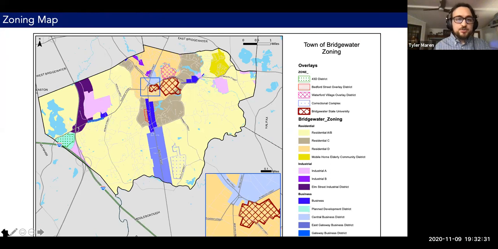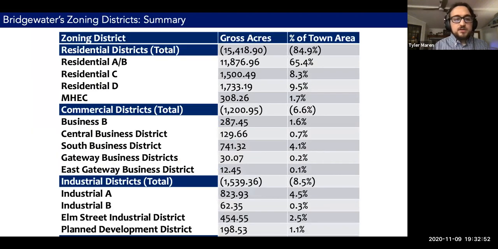The other type of zoning district that Bridgewater has is something more like the mobile home elderly community district, to use a residential example, which is that dark yellow up in the corner, which is much more specific and seems to be pushing a very specific type of development in a smaller section of town. There's a few of those. It's a mix. So let's get into some specific zoning districts.